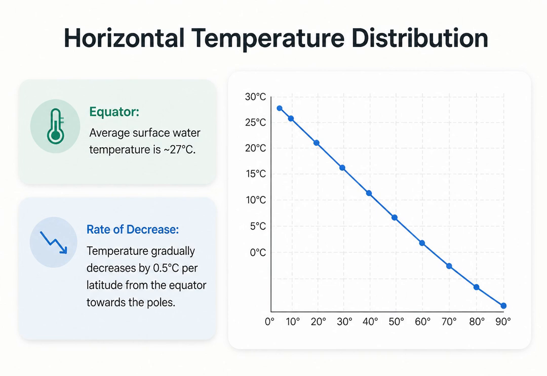Now, let's map out how temperature is distributed horizontally across the globe. At the equator, the average temperature of the ocean's surface water is about 27 degrees Celsius. As you move away from the equator towards the poles, the temperature gradually decreases. The general rule of thumb is that the temperature drops by about 0.5 degrees Celsius for every degree of latitude you travel north or south.